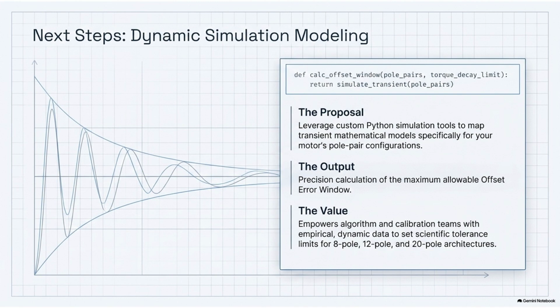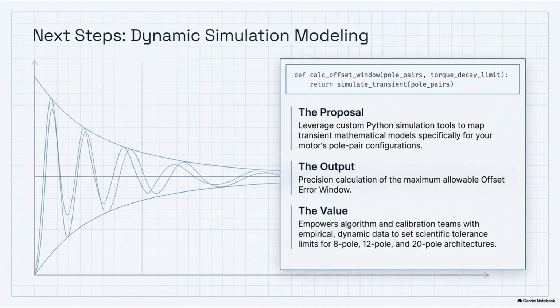It really is. But before we wrap up this deep dive, there is one final, incredibly fascinating detail buried at the very end of our source material that I want to turn your attention to. It mentions that modern engineering teams are now relying heavily on Python simulation tools. They are building massive transient mathematical models of these zero-point deviations against different motor pole pair ratios, like 8, 12, or 20 poles. Yes, the creation of digital twins.